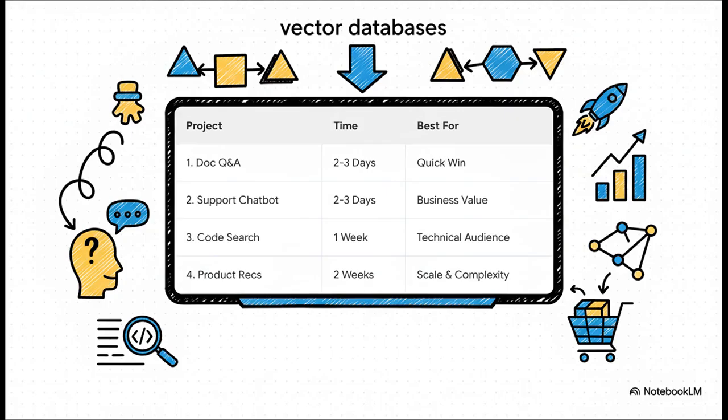Okay, so here's the high-level view. You've got 4 options. First, a documentation Q&A system. That's a really quick win. Then, a customer support chatbot, which is perfect for showing business value. Third, a code search tool, which is great for a technical audience. And finally, a product recommendation system for when you want to tackle scale and complexity. You can pretty much see right away which one might be the best fit for you.